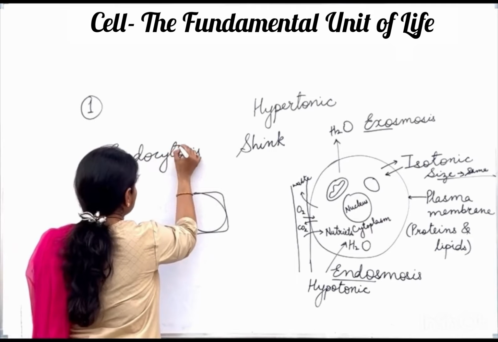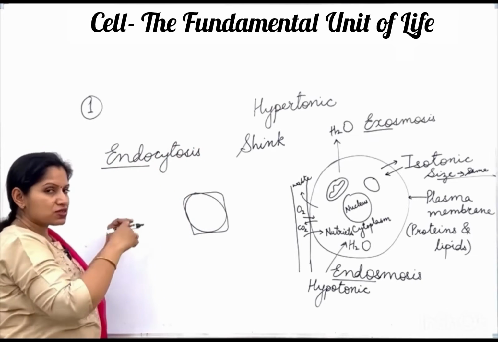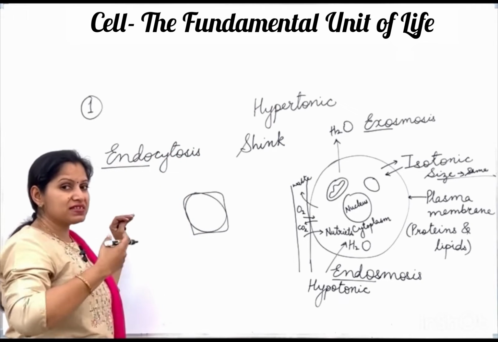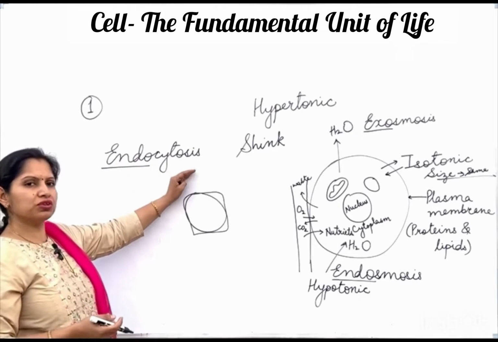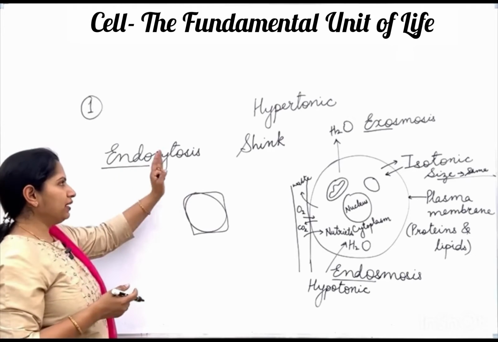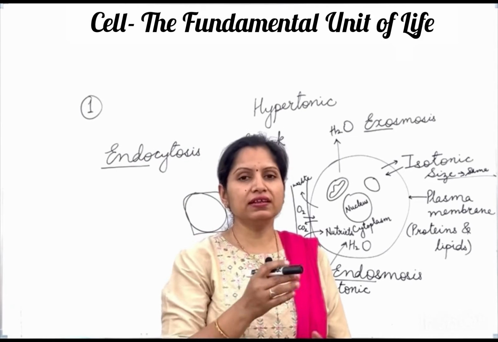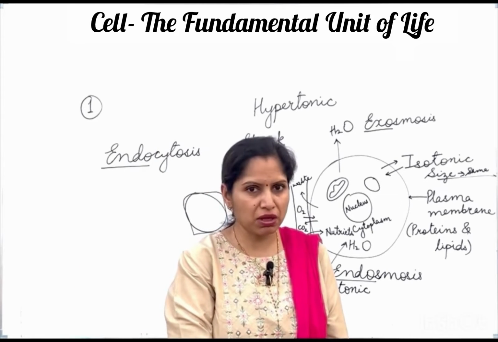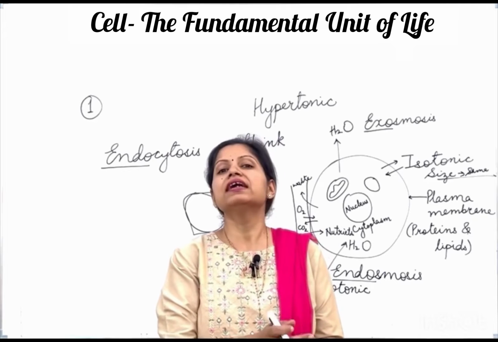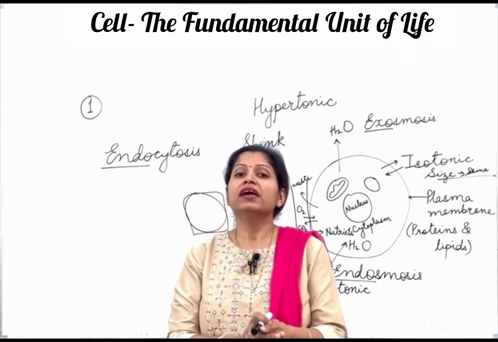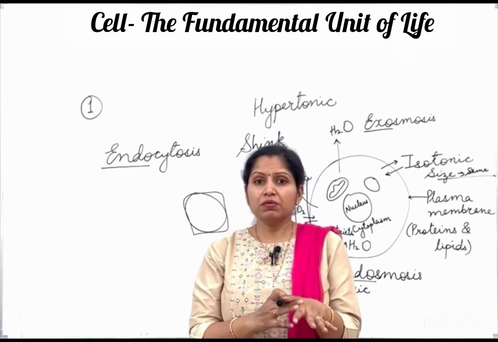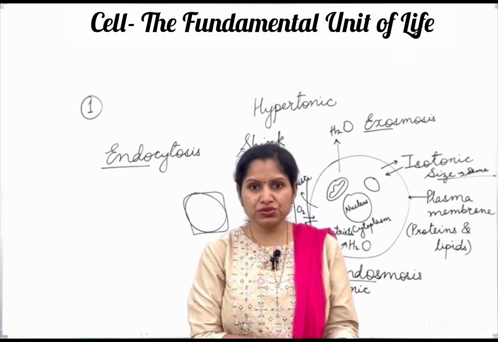Very easy to remember. Endo means under, or inside, and cytos word means cell. So something is going inside the cell. Okay. So the food is moving into the cell in case of amoeba through the plasma membrane, and that process is known as endocytosis.